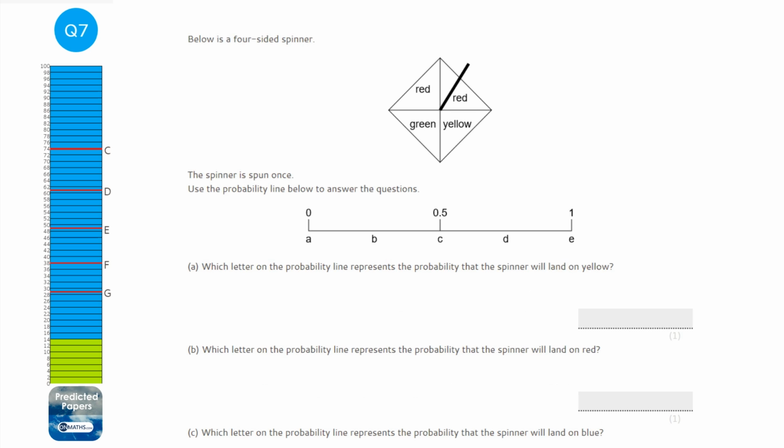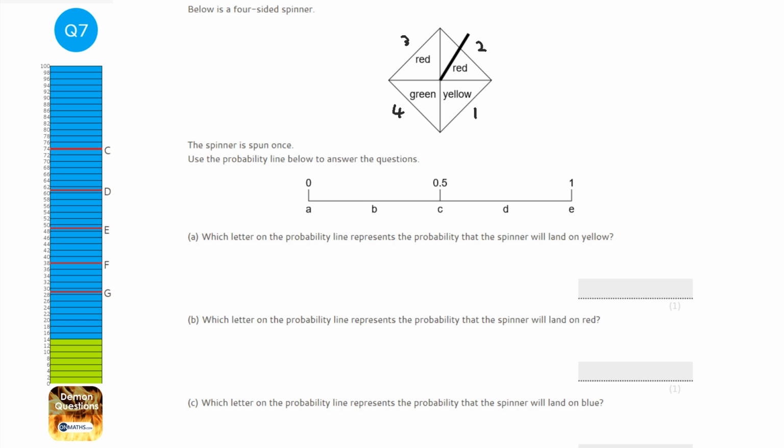So the first thing to look at in this question is how many sides has the spinner got. So we've got 1, 2, 3, 4 equally sized, equally spaced out sides of that spinner. So any one of those colours is going to be a quarter chance. So let's have a look. What letter on the probability line represents a probability the spinner will land on a yellow? So there is 1 yellow on that spinner, and so therefore it's going to be a quarter chance.